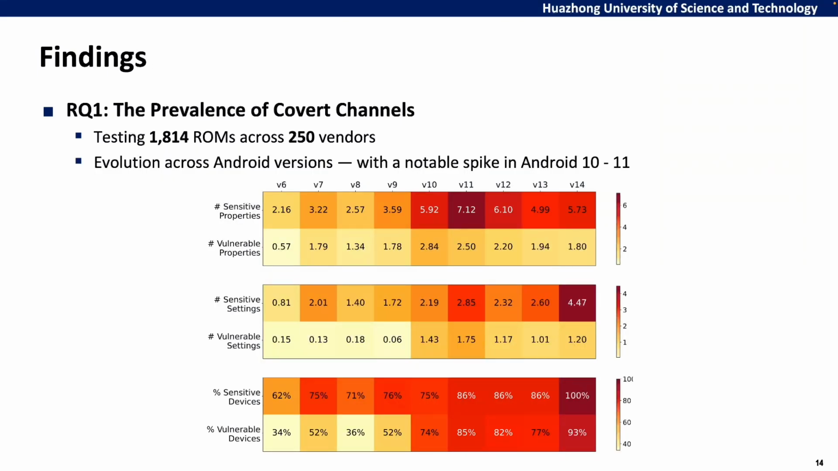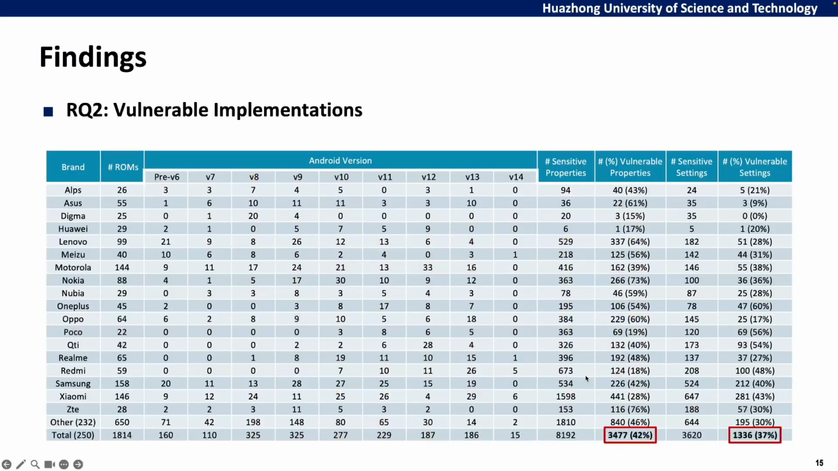We also examined how these entries evolve across Android versions. We found that their numbers steadily increase with a notable spike around Android 10 and 11. This coincides with Google's restriction on identifier access introduced in Android 10, suggesting that this restriction motivates supply chain actors to turn to covert channels instead. Among these sensitive properties and settings, we found that roughly 40% lack proper access control.